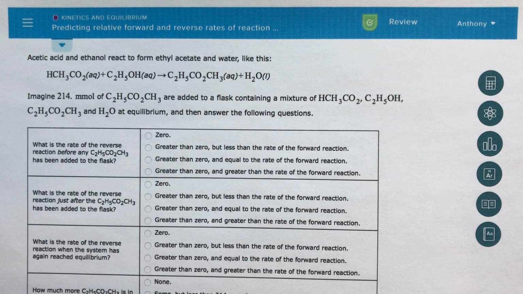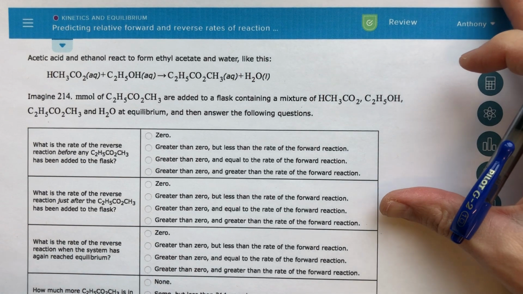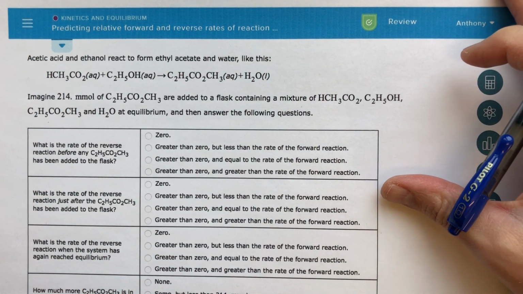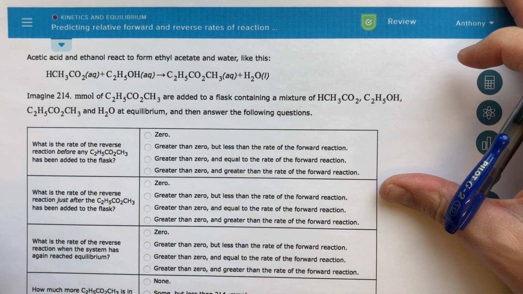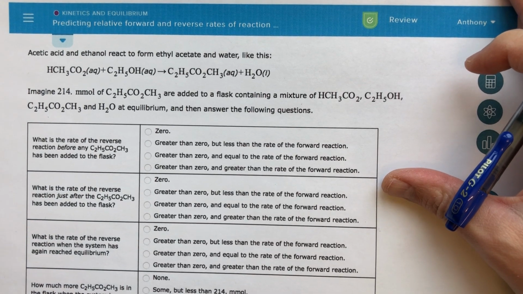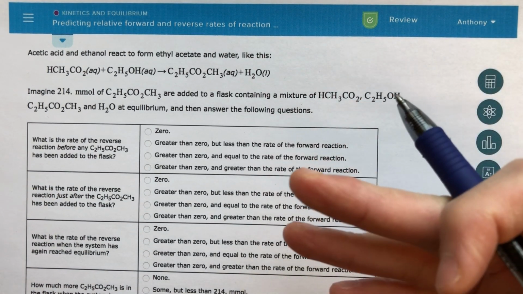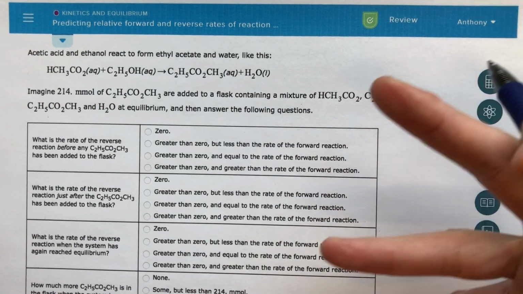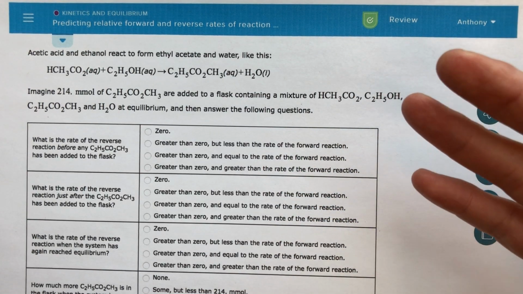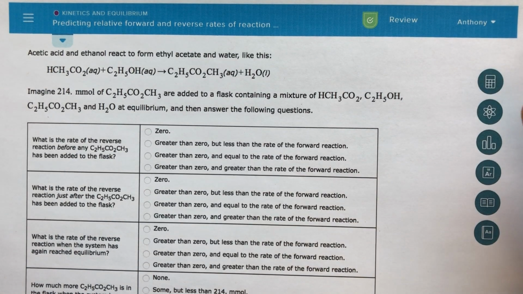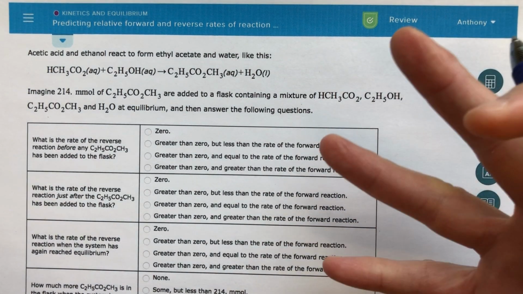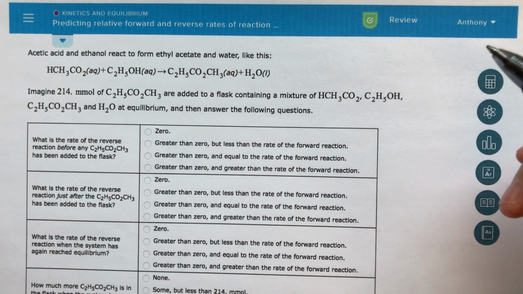All right, welcome back. So this is another ALEKS topic. It's called predicting relative forward and reverse rates of reaction. And this is a good topic. I think it gets us starting to think about the concept of equilibrium and what it means to be at equilibrium versus what's going to happen if we perturb or change the system, how the system's going to react to that. I think that's definitely related to Le Chatelier's principle. And this is just a good introduction to all of that. So let's go ahead and get started.